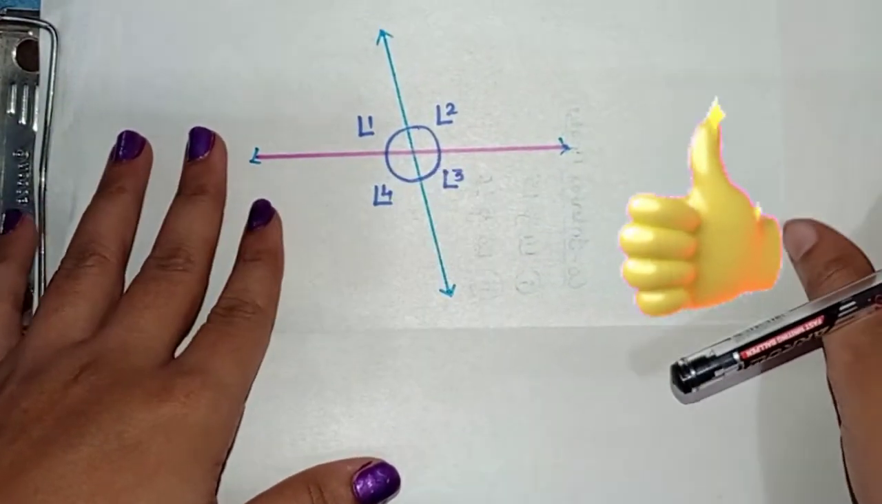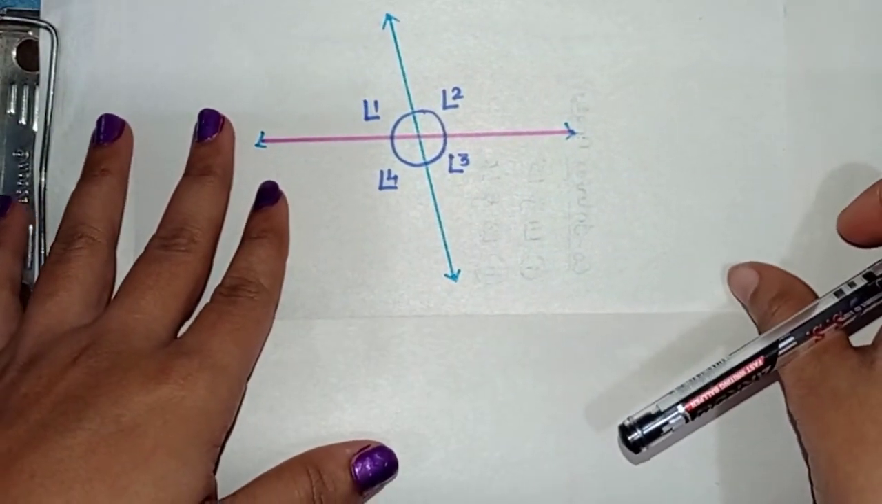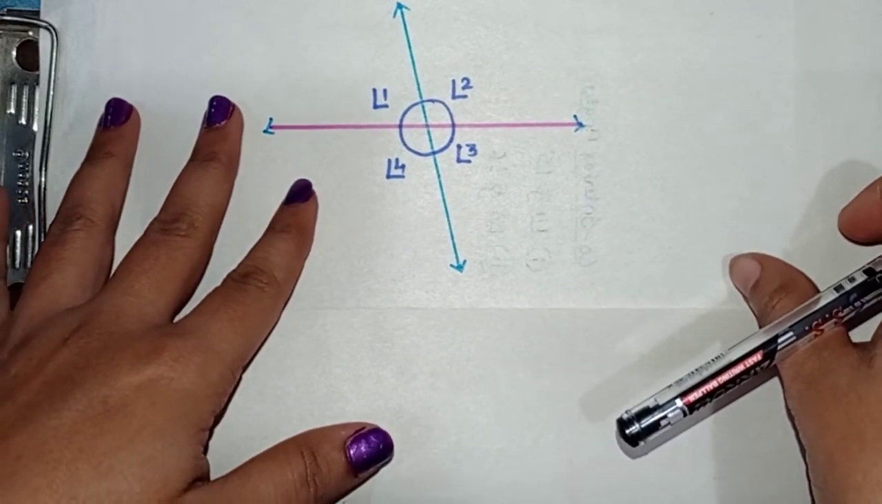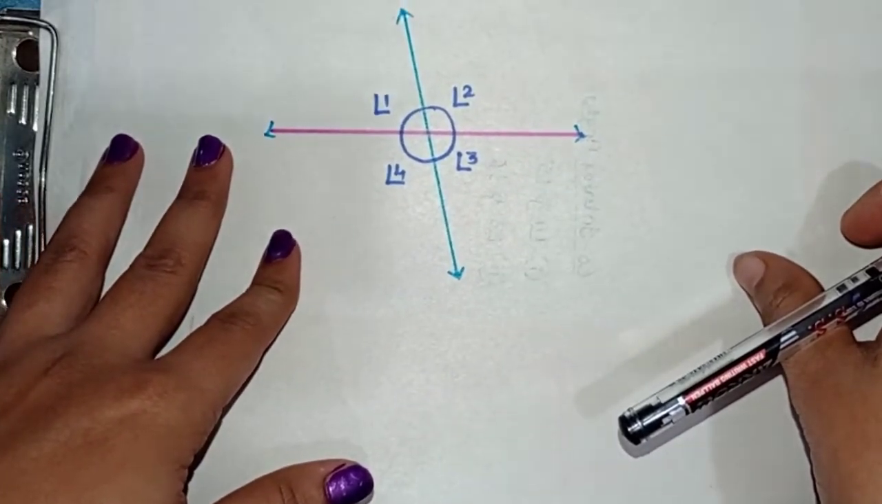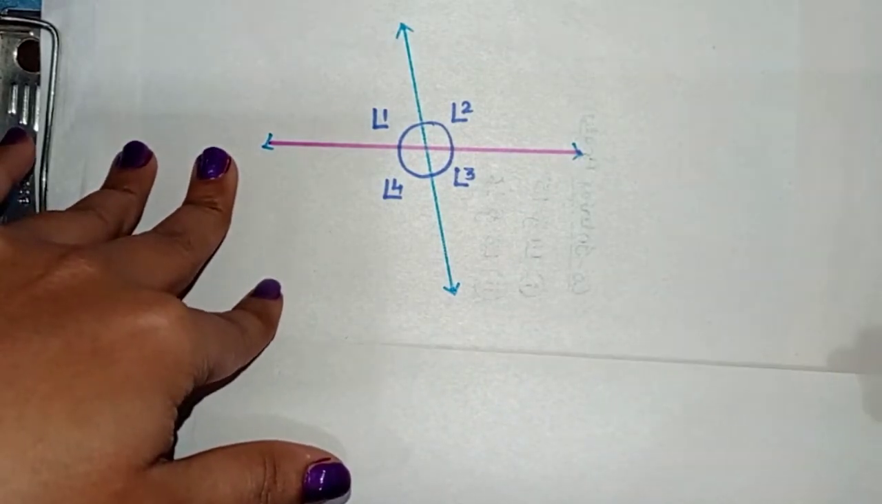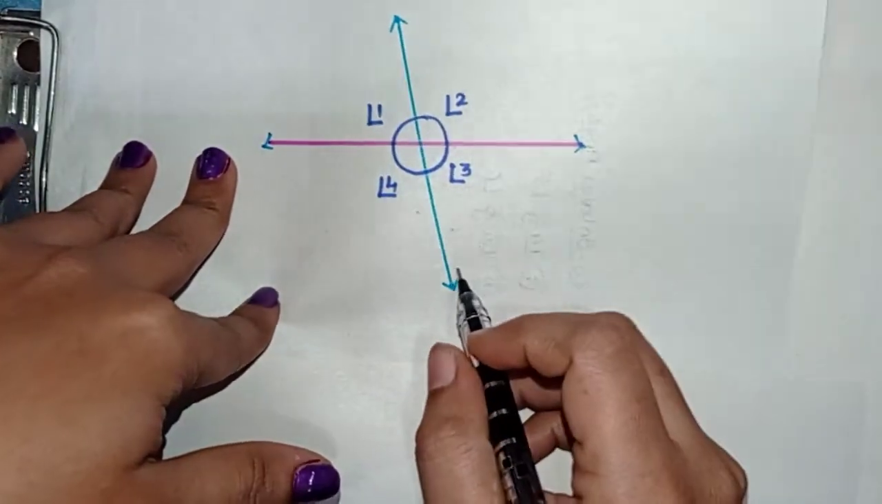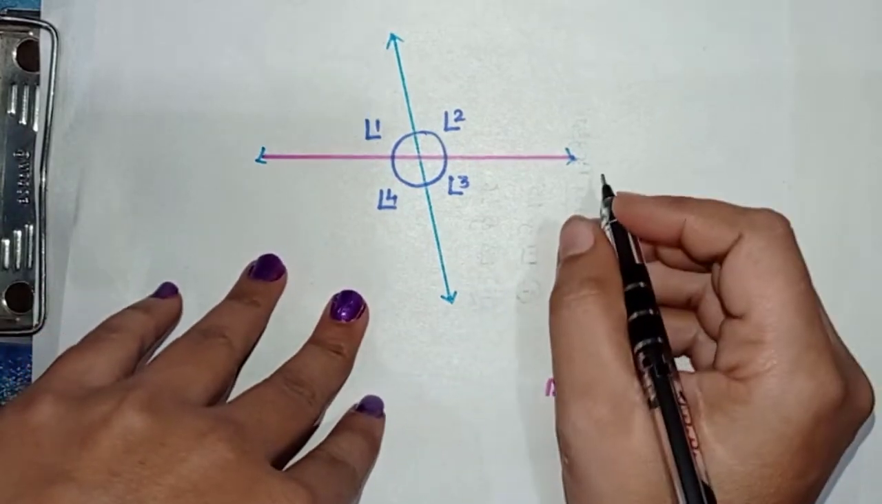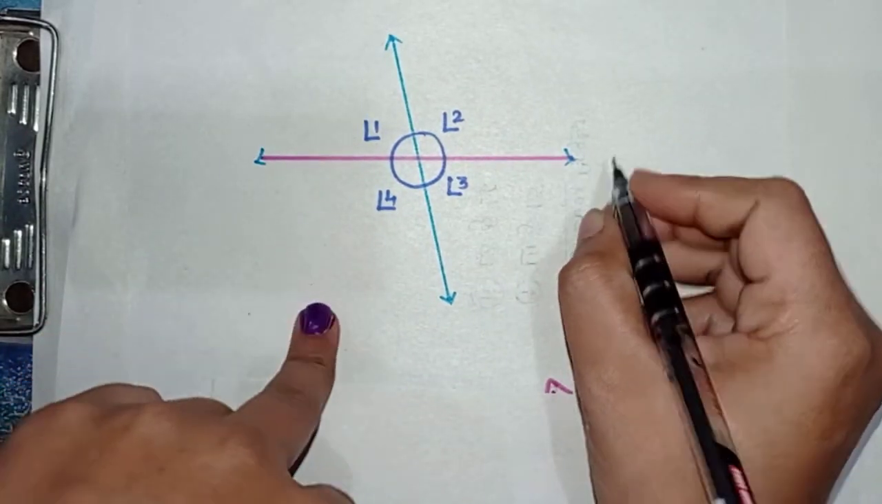Today in this video we are going to learn about vertically opposite angles, and before going to learn that, I'm going to give the answer for my previous video's task, that is linear pair of angles. And the task was on this diagram. You need to find here the linear pair of angles.